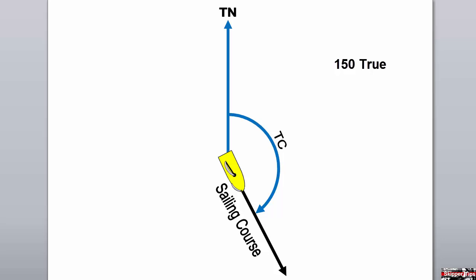Now let's find the compass course to steer. Draw the variation from the true north line in the appropriate direction. Here our variation will be to the west. We can exaggerate this angle to make things crystal clear.